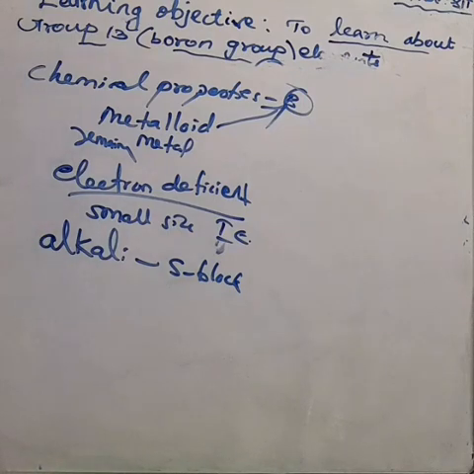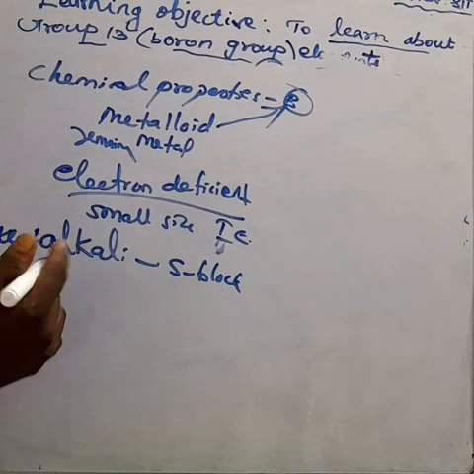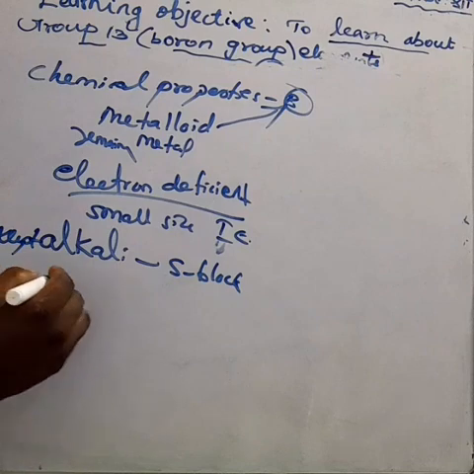Okay. Anyhow, many metals except alkali metals form borides with a general formula. What is the general formula here?